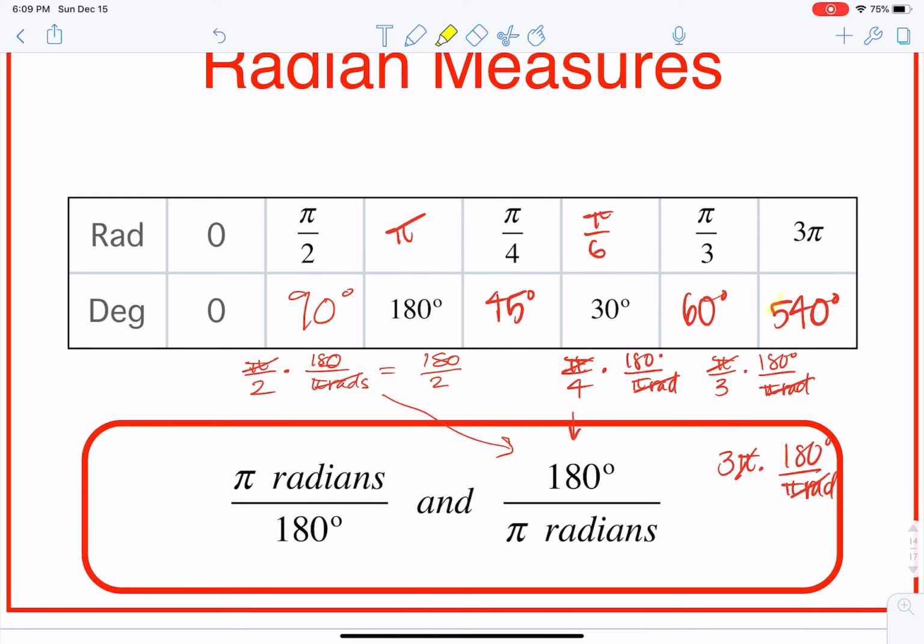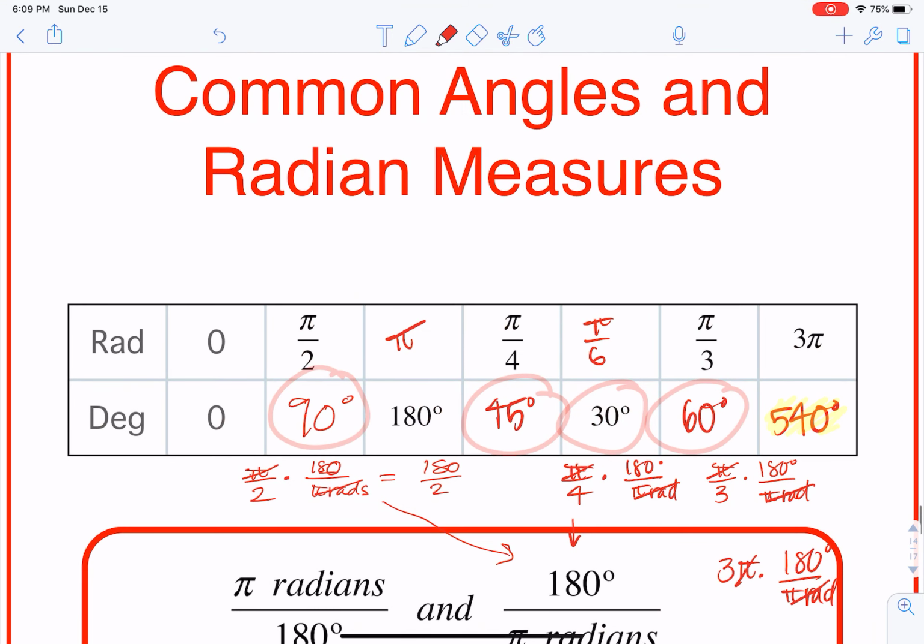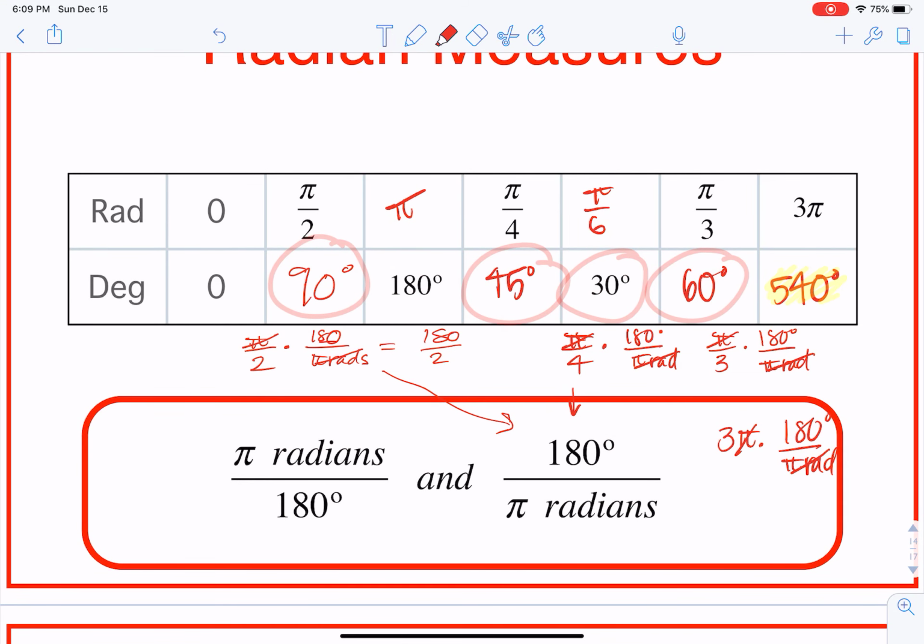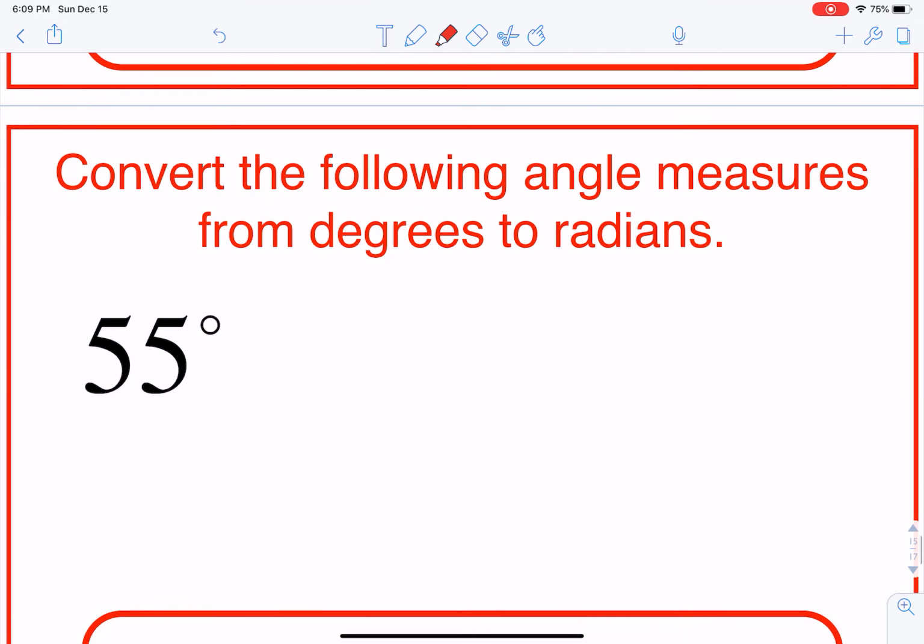And I can see here that this 540 degrees would be more than one time around an entire circle. And I'm hoping that we are noticing here that I have 90 degrees, 45 degrees, 30 degrees, and 60 degrees. So as I say that these are common angles and radian measures, we are starting to make connections between these pieces and our special right triangles and some of the right triangle trigonometry that we've done. So you can see where this is headed, what we're gearing up for.